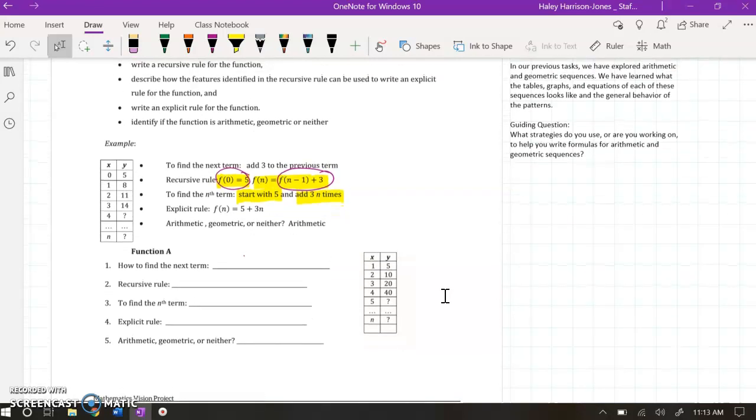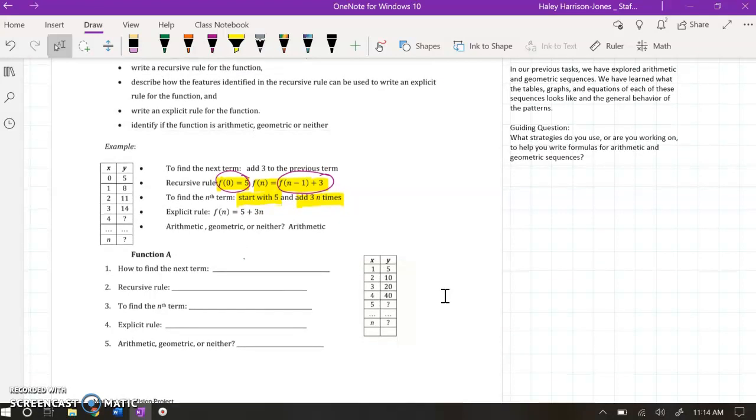Let's look at function a together. First, we want to describe how to find the next term. Looking at my table, I notice I have 1, 5, 2, 10, 3, 20, and 4, 40. Well, to get from 5 to 10, I could add 5. To get from 10 to 20, I can't add 5. So I don't have a repeating rate.